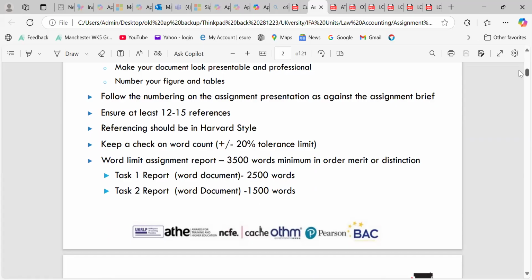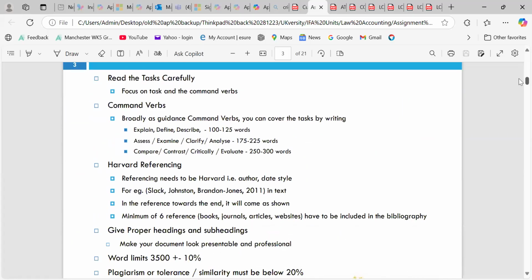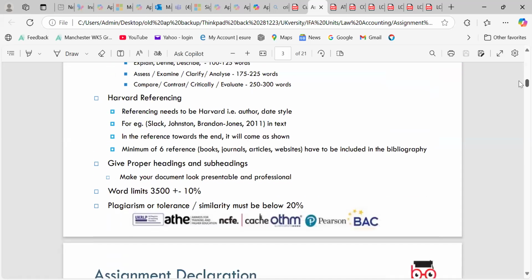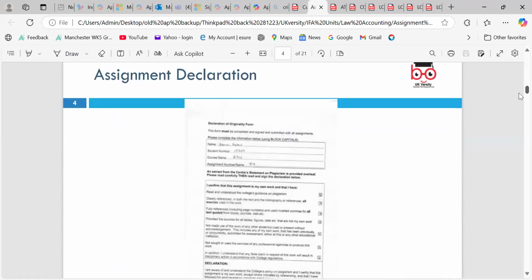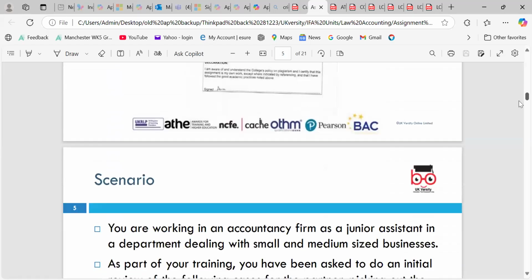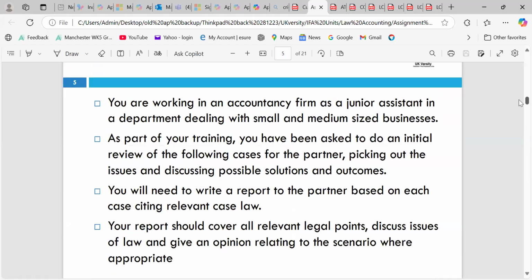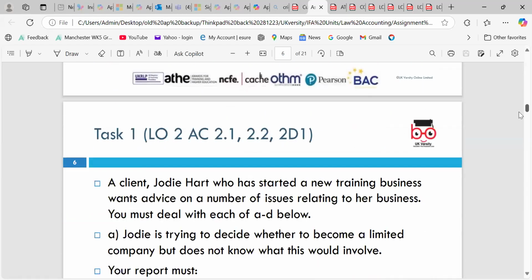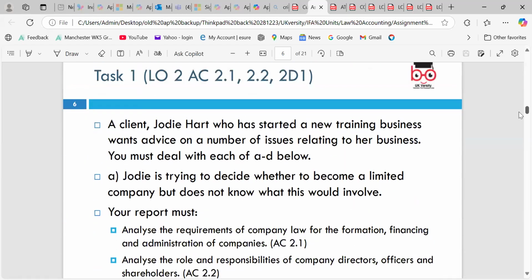Use report form for task 1 and task 2, 2500 words and 1500 words. Focus on the command verbs being used, such as explain, discuss, describe. We already have the command verb list available on our Moodle page. The cover sheet is a declaration that it's your piece of work; download it, sign it, and submit it as a cover page. You declare you wrote it, not someone else's work.